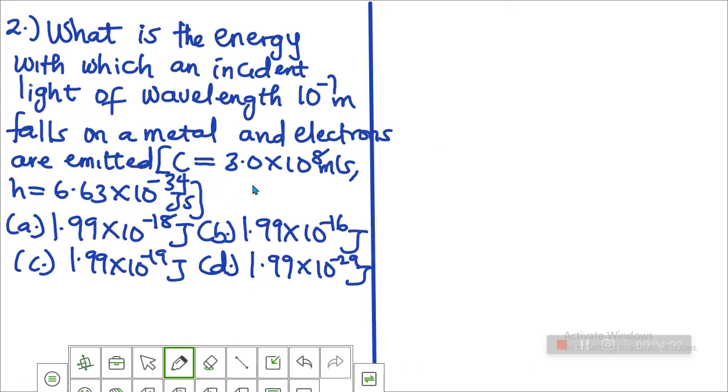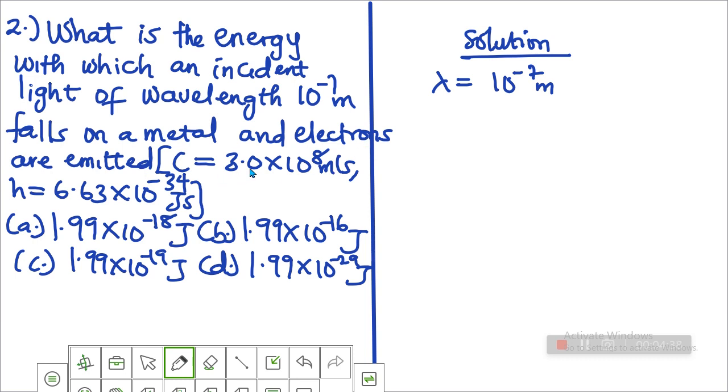The next question states: what is the energy with which an incident light of wavelength falls on a metal and electrons are emitted? This question is on atomic physics, thermionic emission, all those topics. So let's write our parameters out, so that you can know it. The first thing we are given is the wavelength, which is 10 raised to power minus 7 meter.